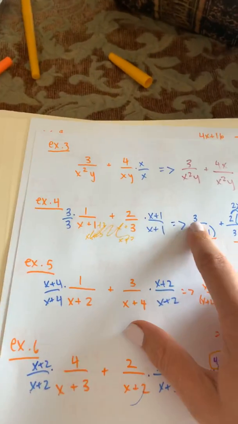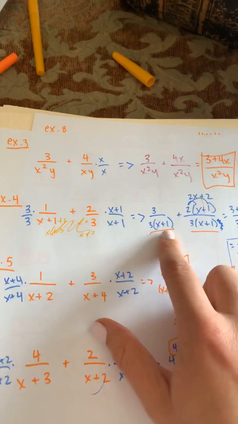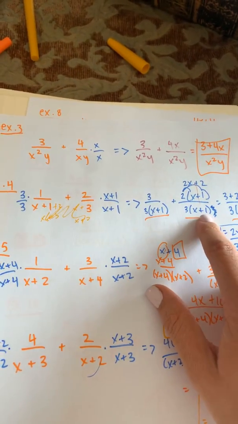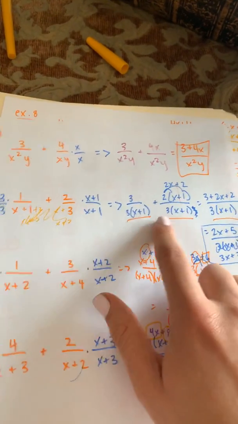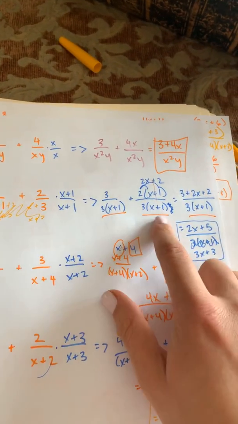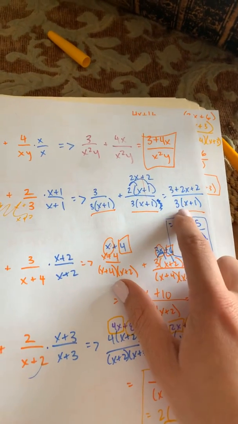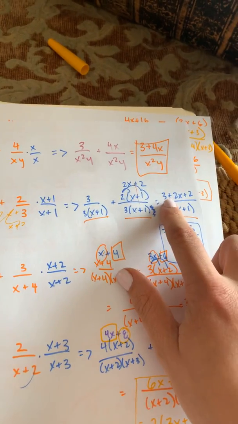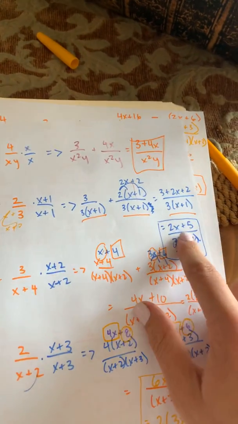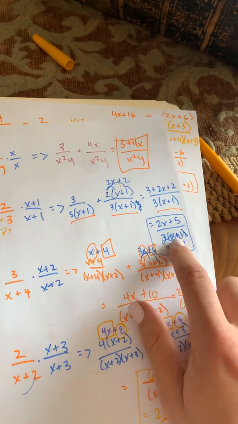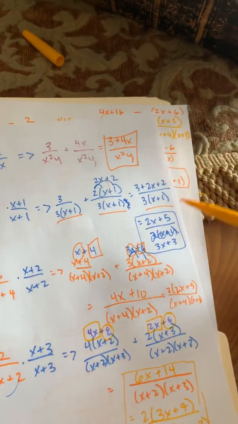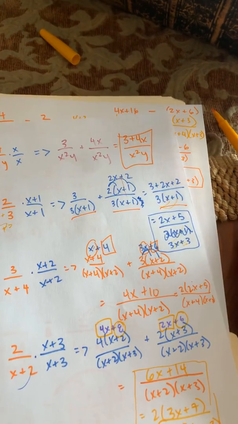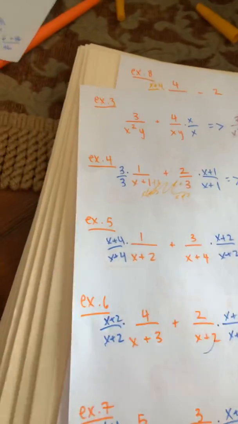Now I have 3 over 3 times x plus 1 plus 2 times x plus 1 over 3 times x plus 1. And now we have that same common denominator of 3 times x plus 1. Our final answer will have that as well. When I distribute in that 2, it makes 2x plus 2. So 3 plus 2x plus 2 makes 2x plus 5 as the numerator over that common denominator. I was trying to show that you could drop in this 3x plus 3 down here, and that's what that little scribbly dead thing is.